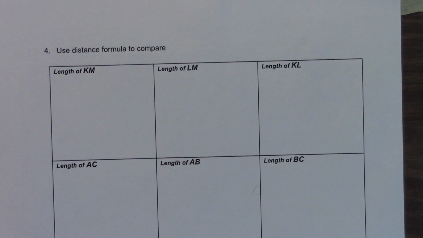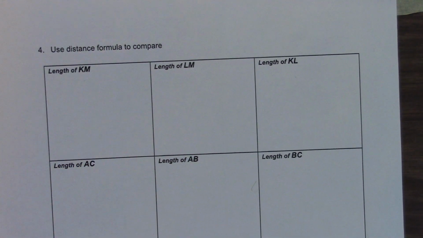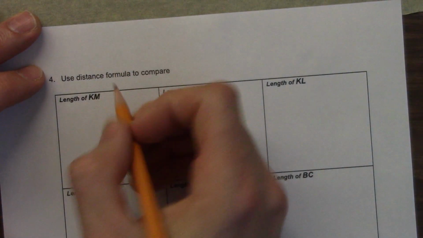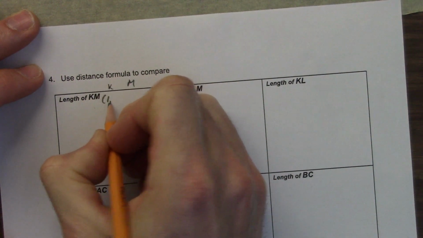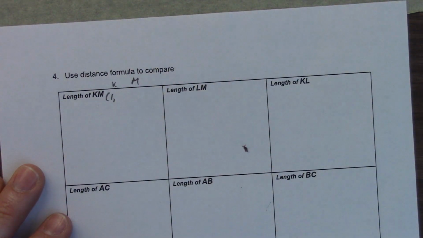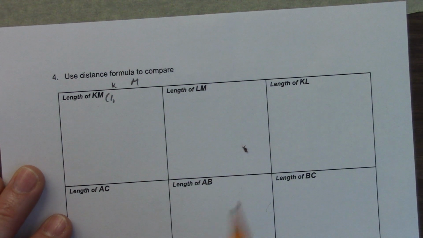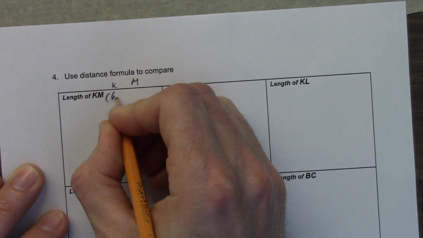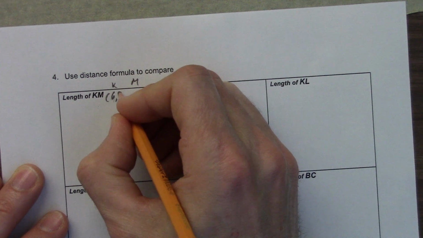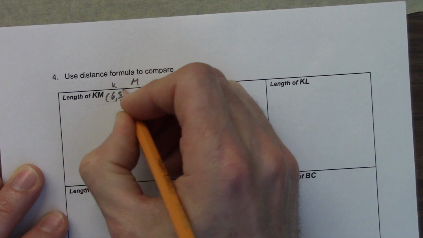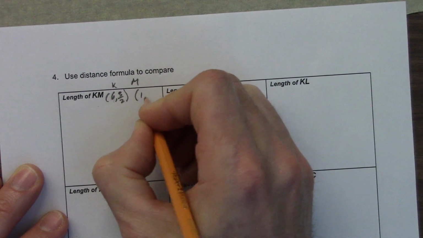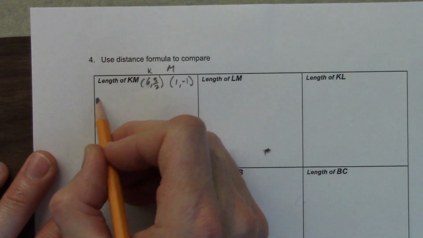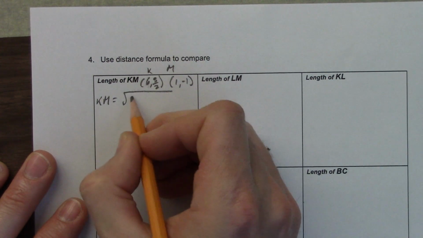Okay, next we're going to find a relationship between the lengths. So the length of KM and the length of AC. So KM is... What is K again? No, K is (6, 5/2). And N is (1, -1). Okay, now we want to get the length of KM, so we need to use the distance formula.